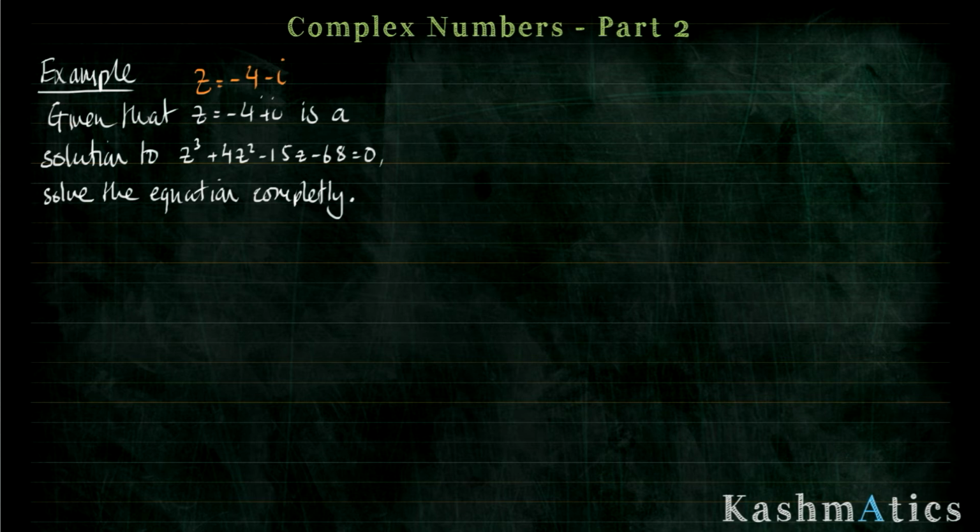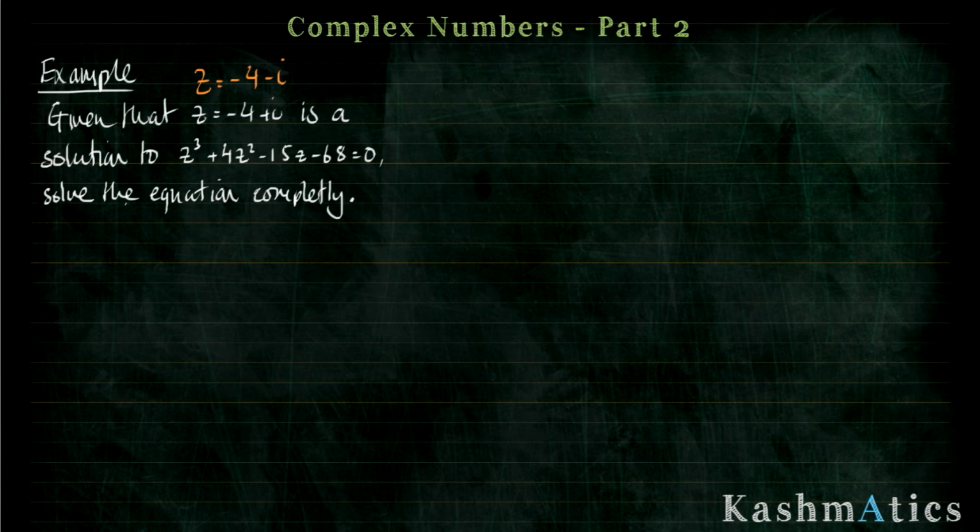Because remember, with a cubic, if you've got one real root, you'll have two complex ones. So that's the scenario we've got in front of us.